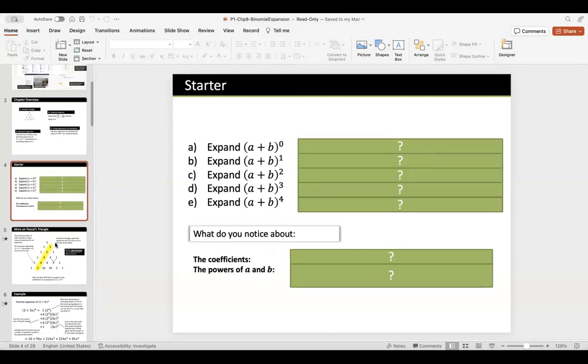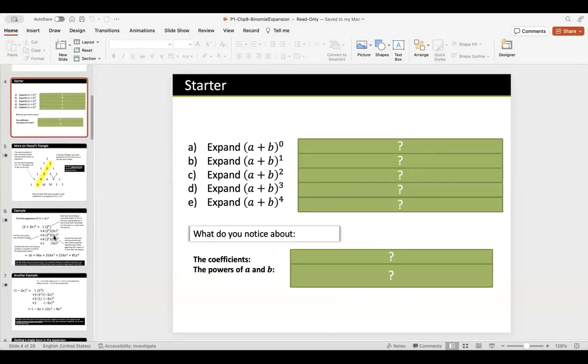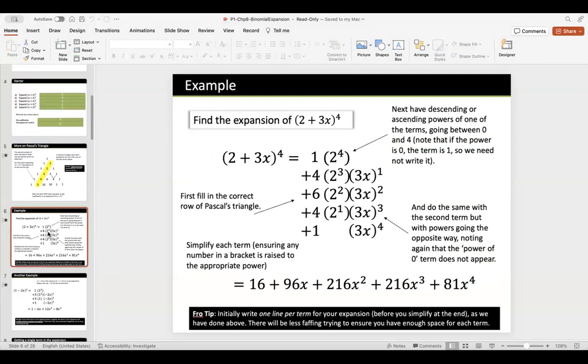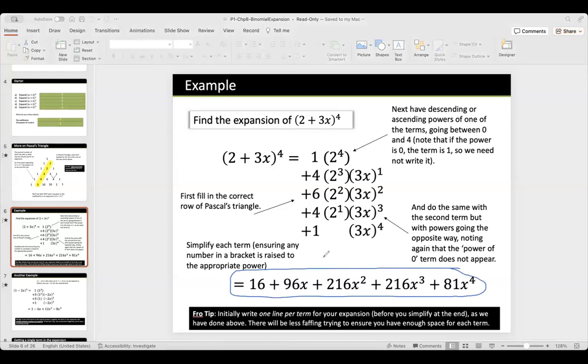So let's look at an example of things like this. Sometimes they say you should expand this. Find the expansion for the expression (2 + 3x) to the power of 4. The (2 + 3x) to the power of 4. So this is the normal form you're going to expand it to.